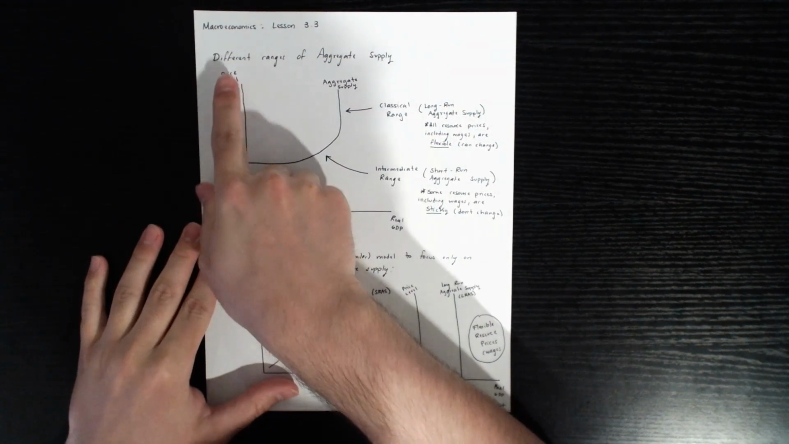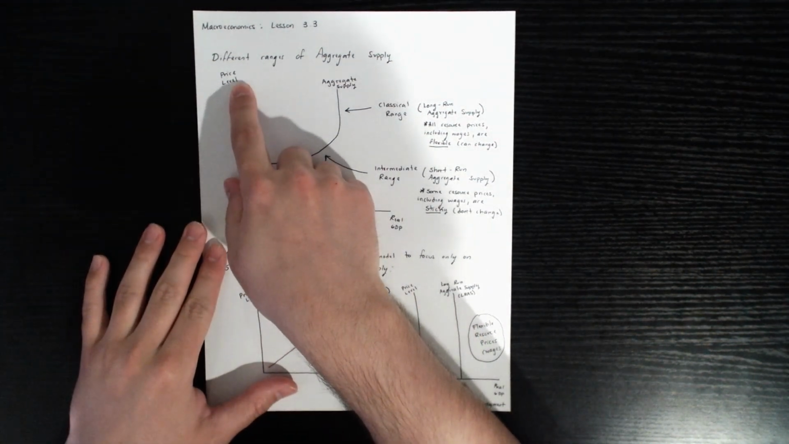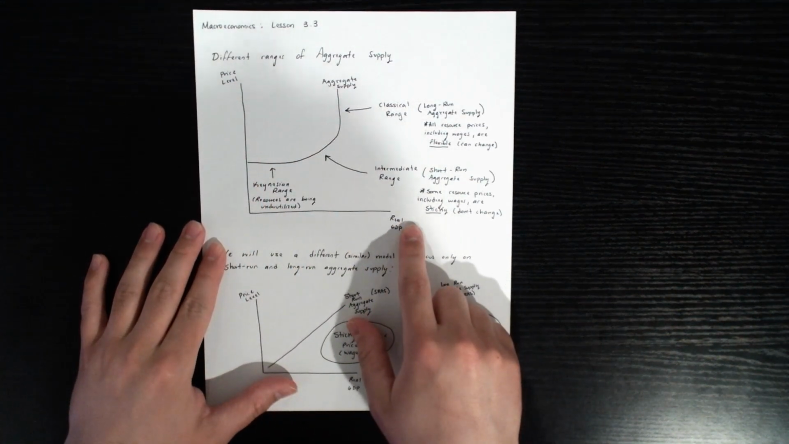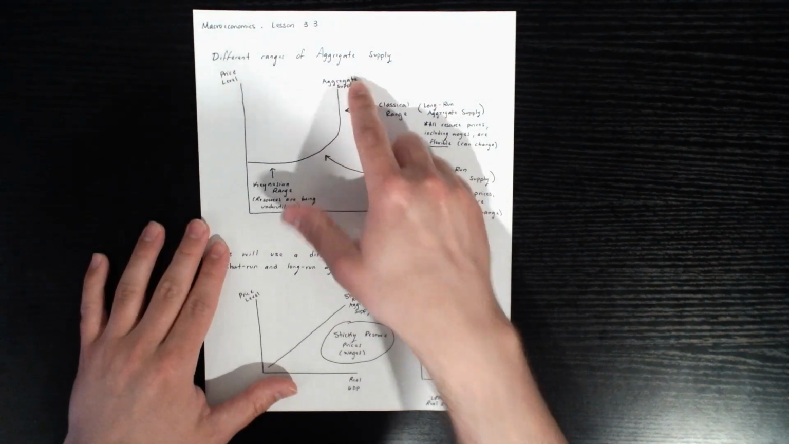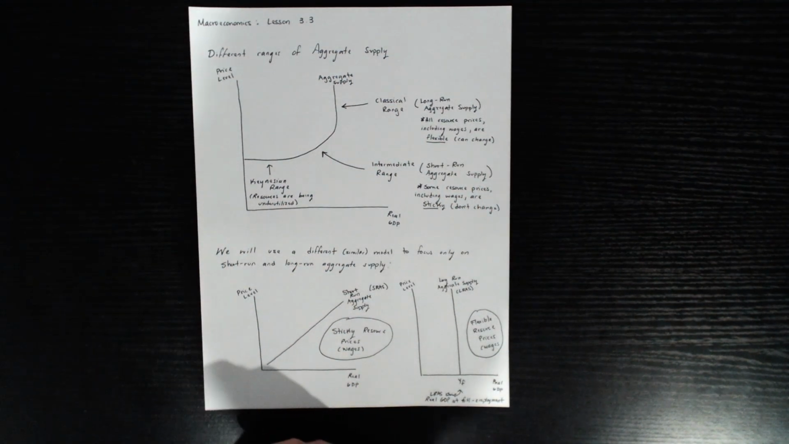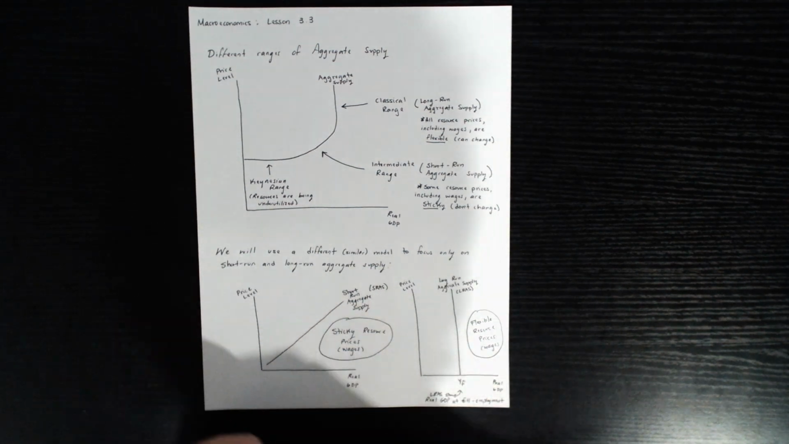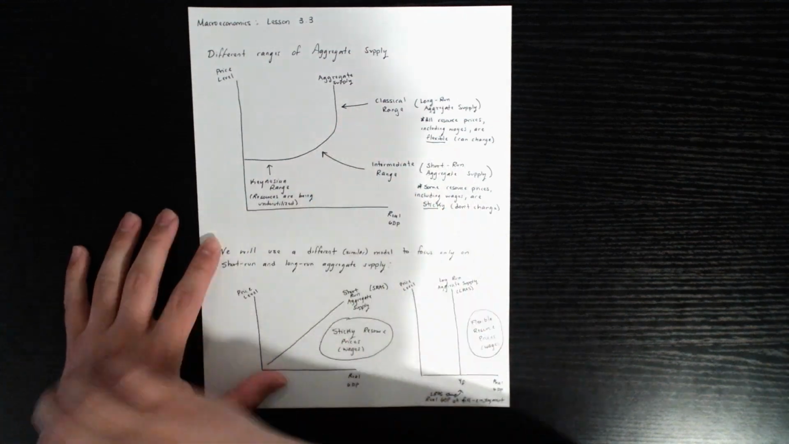Here we have aggregate supply with the same idea as last time. We have the price level of the economy and the real GDP of production in our economy. Now, aggregate supply is the production of everything in our economy, the supply of everything. There's actually three different ranges of the supply curve.